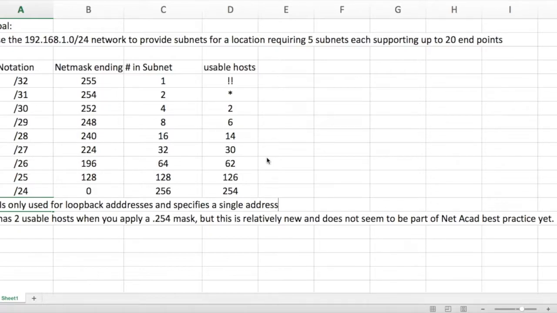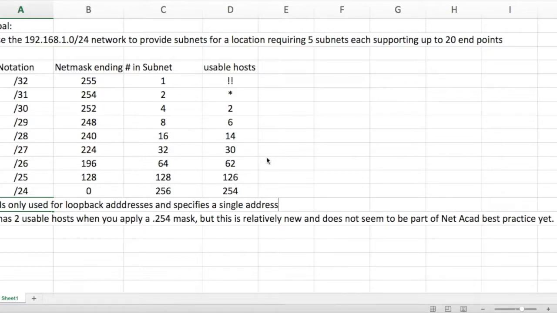My challenge here is that I've been given a /24 network, the 192.168.1.0 network, and the request is to subnet that network number so that I can give a subnet to 5 networks. Each has up to 20 endpoints. So how do I start this problem?